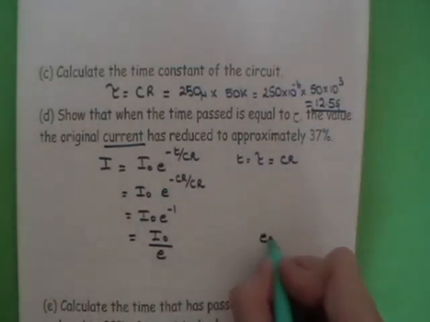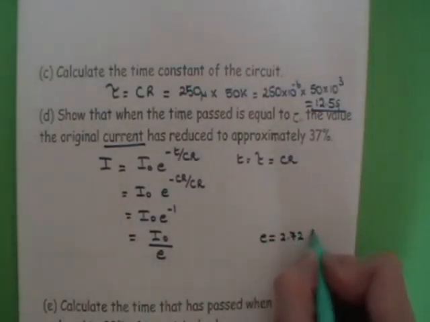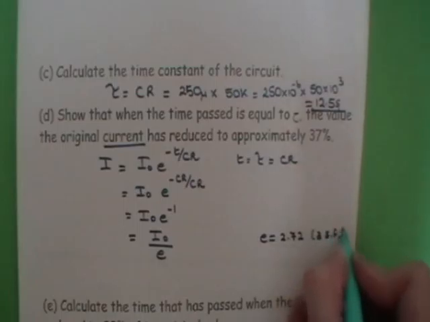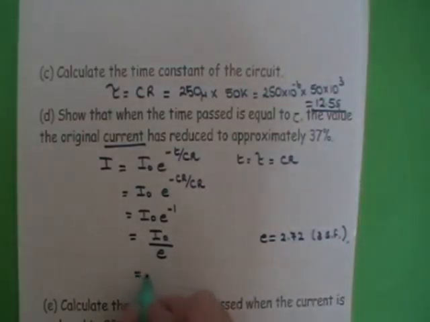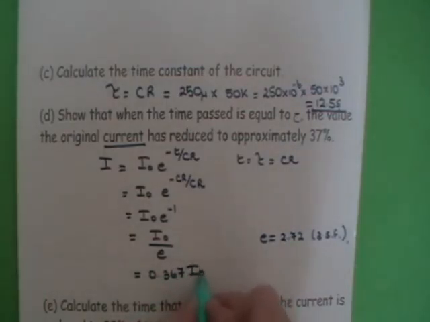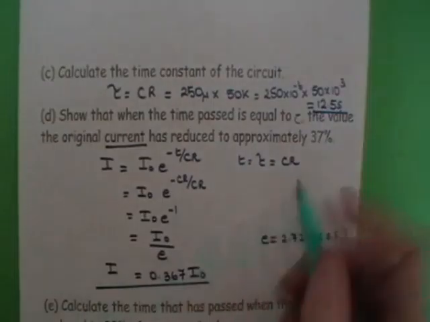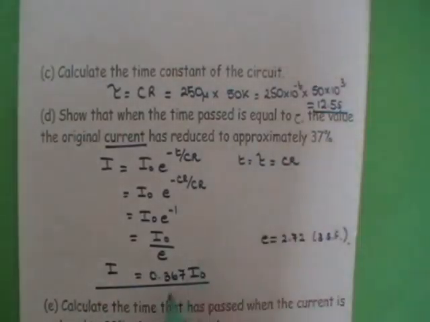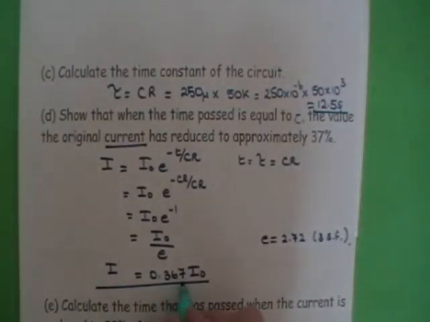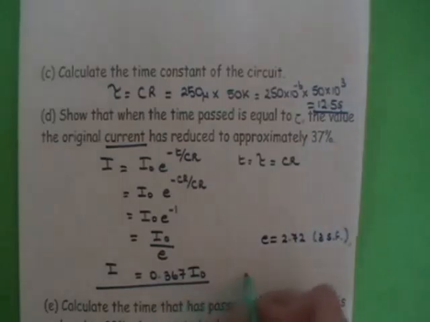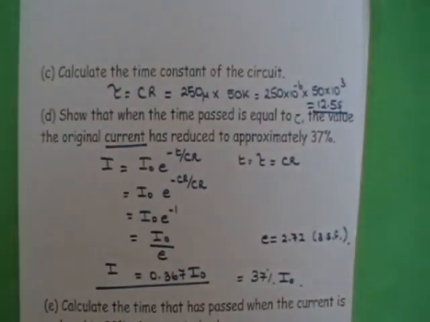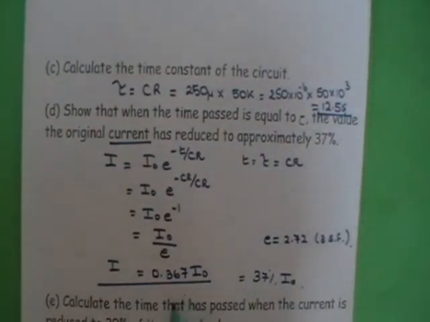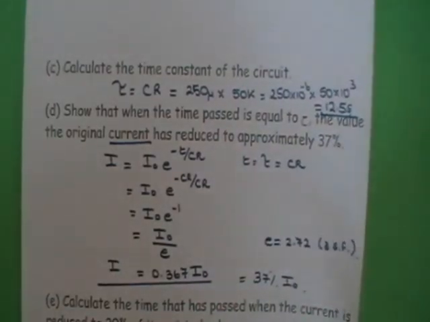And we know that e is equal to 2.72 to 3 significant figures. And when you put that into the calculator, you come up with a value of 0.367 times I naught. So that's what I is now equal to after this length of time has passed. And of course 0.367 to 2 significant figures, and as a percentage is 37%. And so you've proved this. And again, this is a question which comes up fairly regularly, and it is a question that you would really need to make sure that you can do.